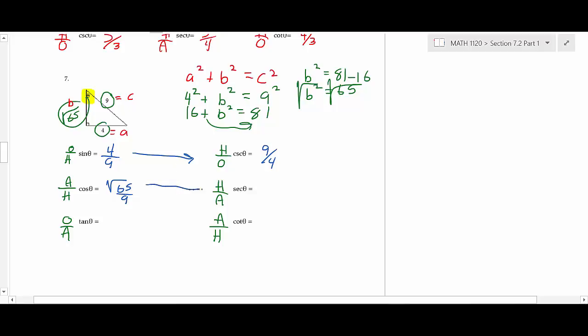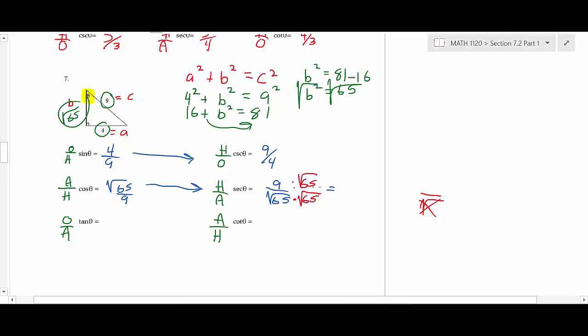Now, the secant is the reciprocal of the cosine, so it's going to be 9 over square root of 65, okay? Now, this is where rationalizing the denominator comes into play. You'll do this throughout the semester. You do it all the time. Students usually don't have much trouble with it. The idea of rationalizing a denominator is you want your answer to not have any radicals in the denominator. So those of you who remember how to do that, you multiply both the top and the bottom by that radical, okay? Because we don't want a radical in our denominator, okay?